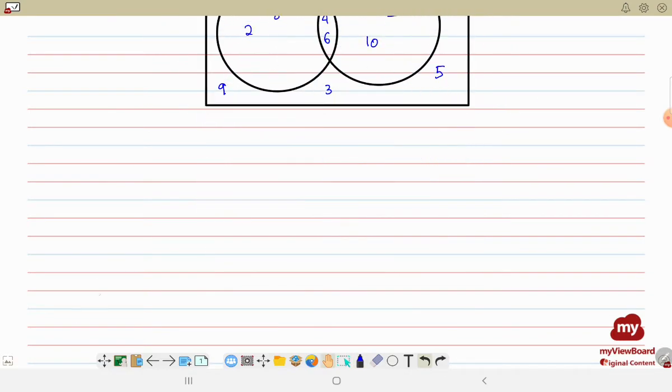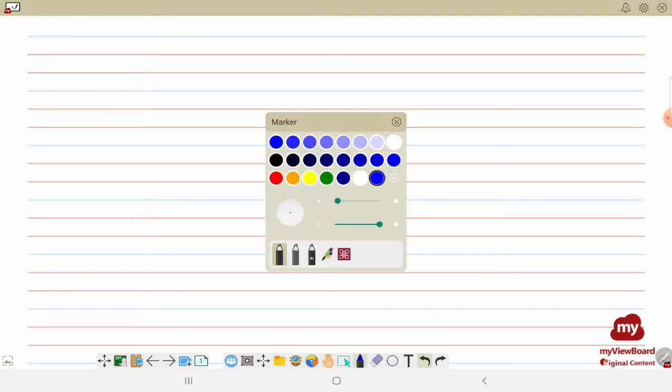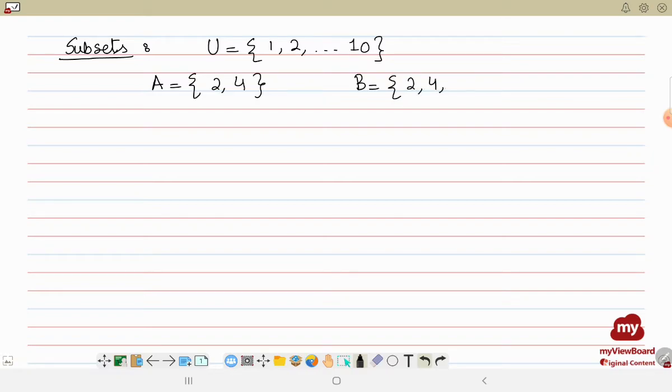Let's move forward to subsets. How are we going to represent subsets with the help of a Venn diagram? We'll take another example. U, the universal set, is equal to 1, 2, 3 till 10, and set A is, let's say, 2, 4, and set B is, let's say, 2, 4, 6, and 8. So if you see, A is a subset of B, the elements of A completely lie within B, right?